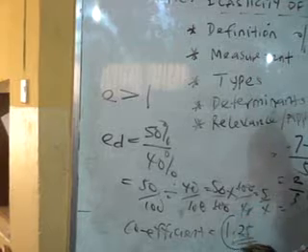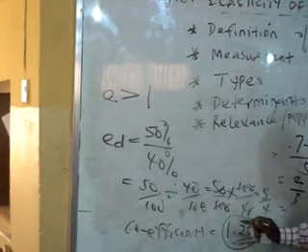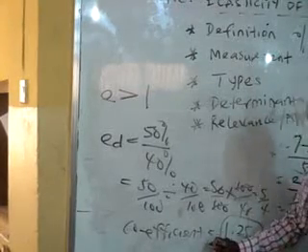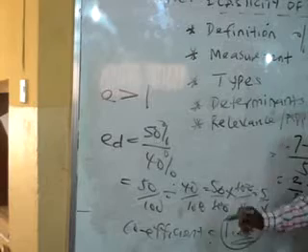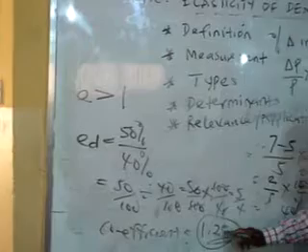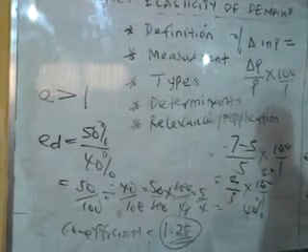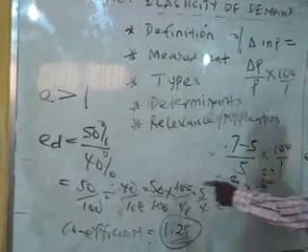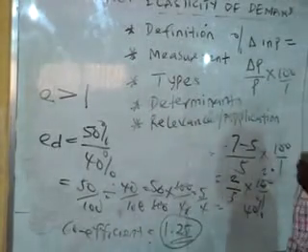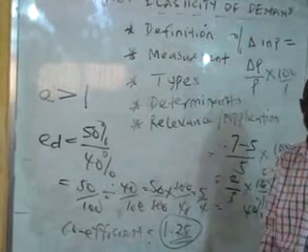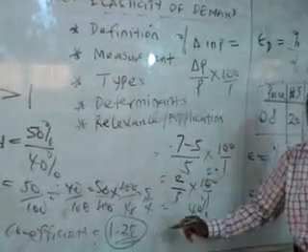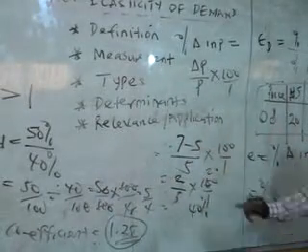Just like the example we have on the board above, we got 1.25, which is greater than 1. That means in this case, demand is elastic. So you can be asked to interpret. After you calculate, they say interpret: is demand elastic or inelastic? So demand here is elastic. And how do you know further that demand is elastic? Whenever the percentage change in quantity demanded is greater than percentage change in price, demand is elastic. So your final answer will be greater than 1. That is for your interpretation, and that's under the types.